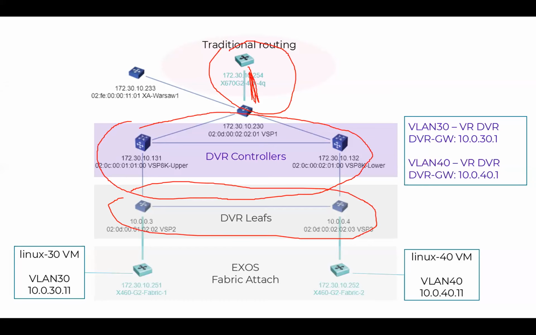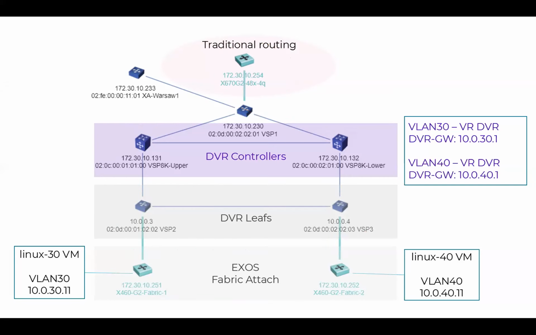And to make it even more complicated, we have two EXOS switches here connected with fabric attached on those links. And we have two Linux machines connected to the network, okay? So what is the goal? What I would like to show you: right now, this Linux is disconnected from the switch, okay?